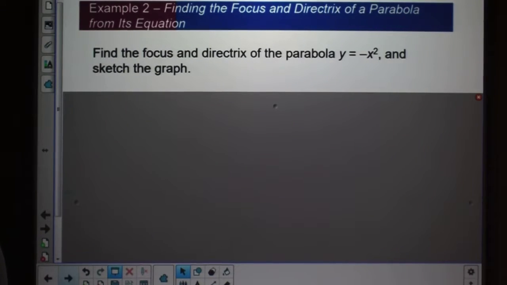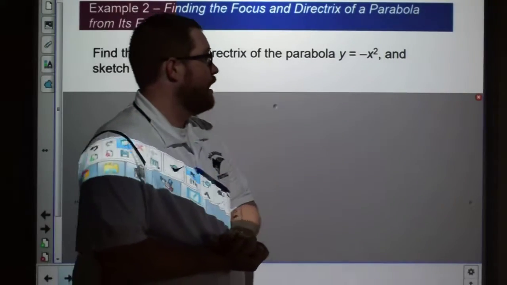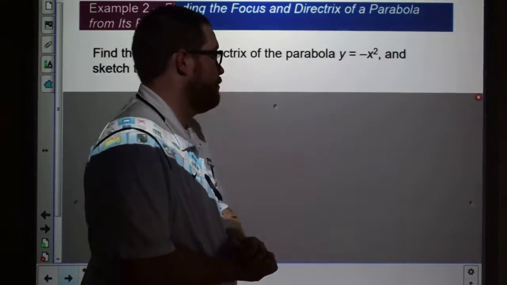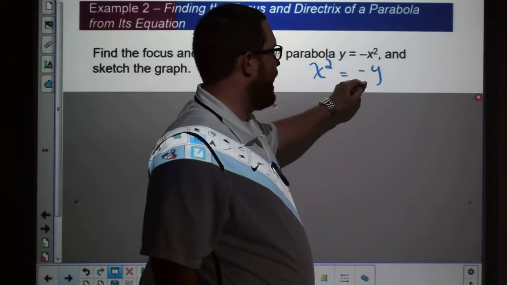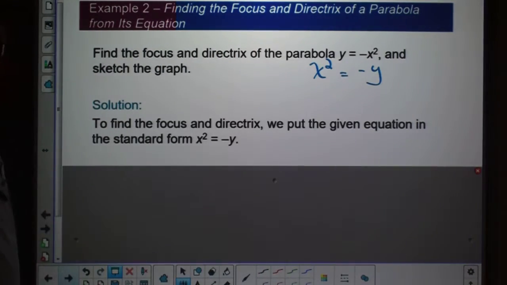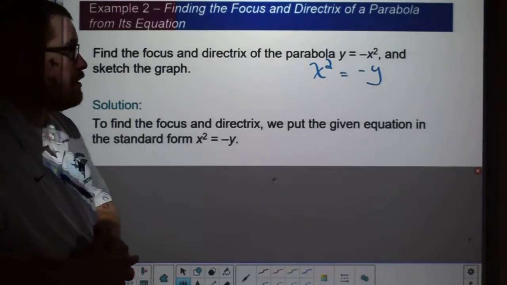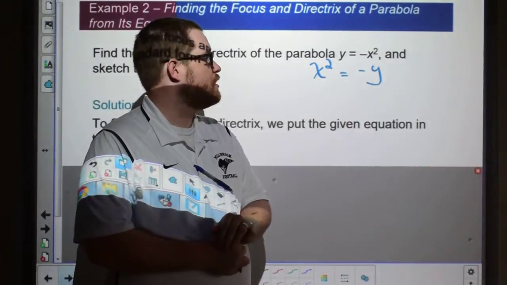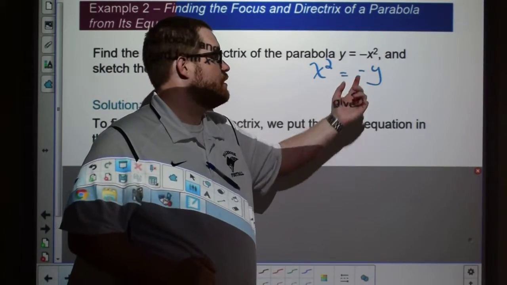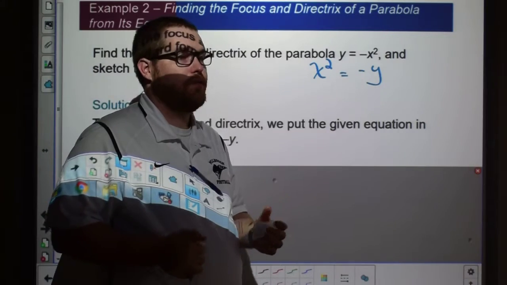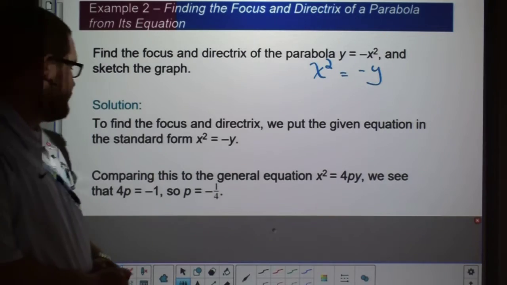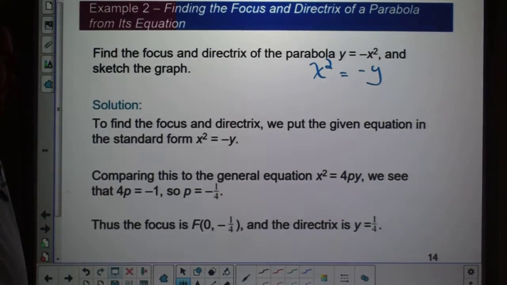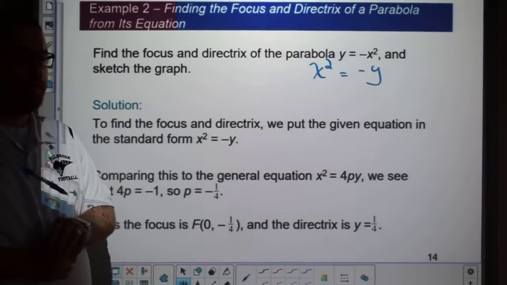So let's try this one. Find the focus and the directrix of the parabola y equals negative x squared and sketch the graph. Well, remember, I need the x squared to be by itself. So the first thing I'm going to do is say it's x squared equals negative y. Now, remember I said to find the focus, I take whatever's in front of the variable that's not squared and divide it by 4. So what number's in front of the variable that's not squared? It's negative 1. If I divide negative 1 by 4, I'm going to get negative 1/4. So where is that focus going to be at? The focus is at 0, negative 1/4.